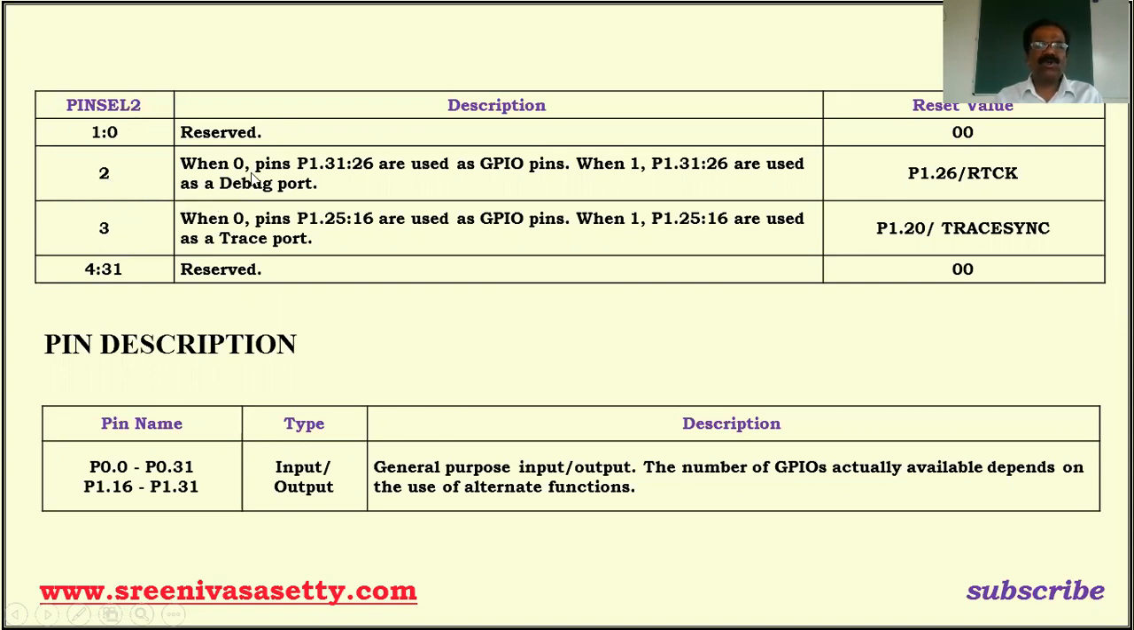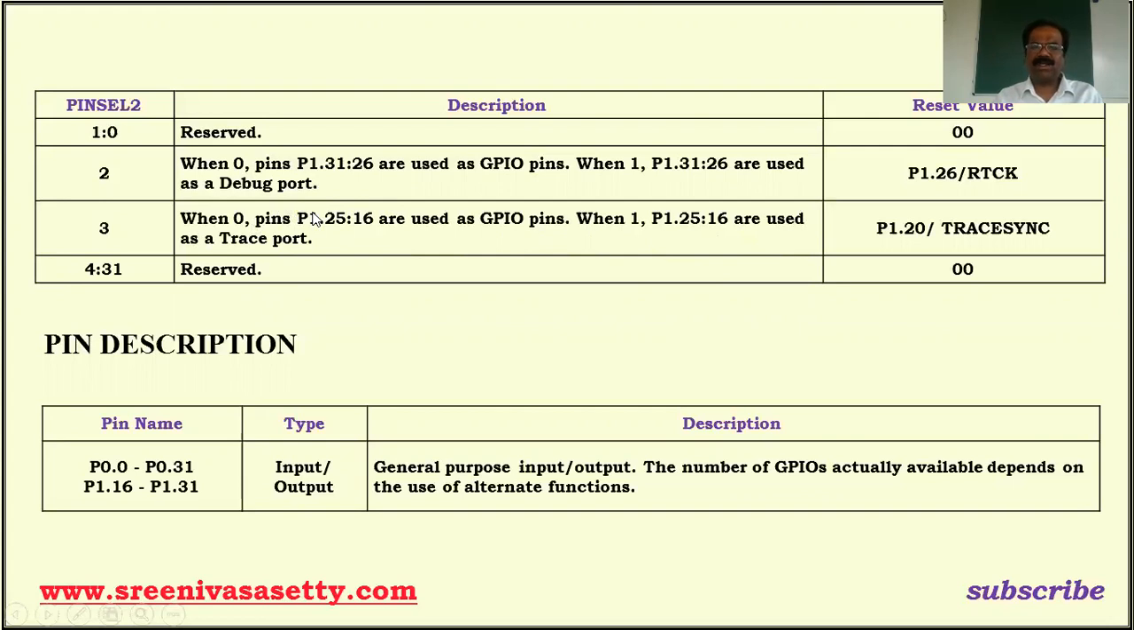If bit number 2 is 0, we can configure pins P1.26 to P1.31 as GPIO. If it is 1, P1.26 to P1.31 are used as a debug port. In the same way, if bit number 3 is low, we can configure P1.16 to P1.25 as GPIO pins, general purpose input output. If it is 1, P1.16 to P1.25 are used as trace port. Anyhow, we are not using these particular things here.